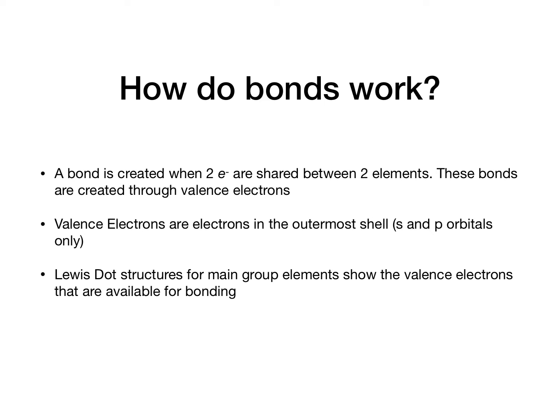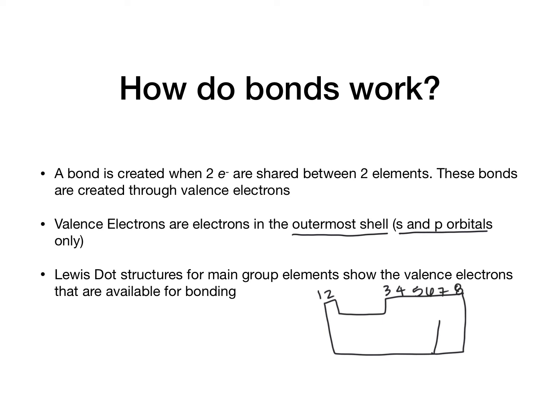And so a bond is when 2 electrons are shared between 2 elements. And these are going to be created through our valence electrons. Valence electrons are electrons in the outermost shell. It's really important, but they're only the s and p orbitals. These valence electrons are the same and predictable based on location for elements. So if we look at the periodic table, the number of valence electrons is 1, 2, 3, 4, 5, 6, 7, 8, where the noble gases have a full octet.